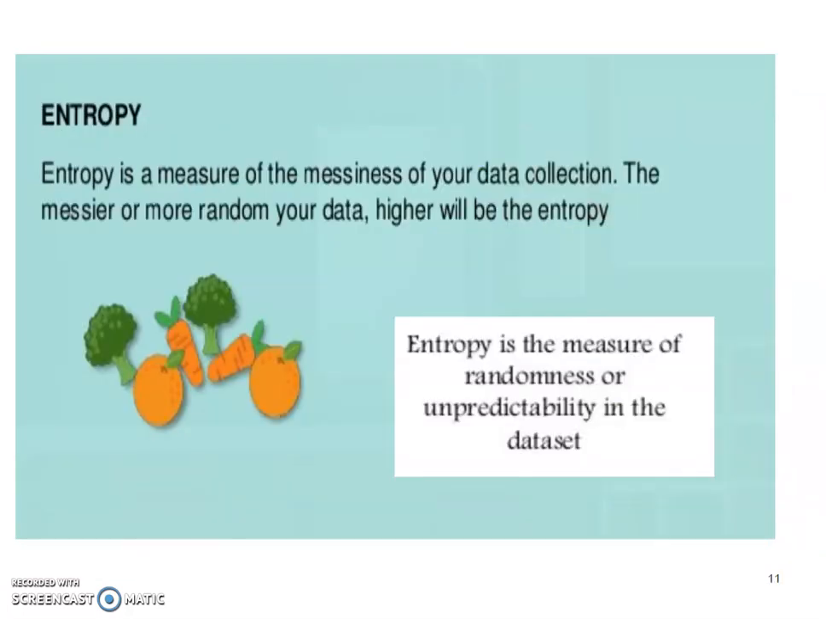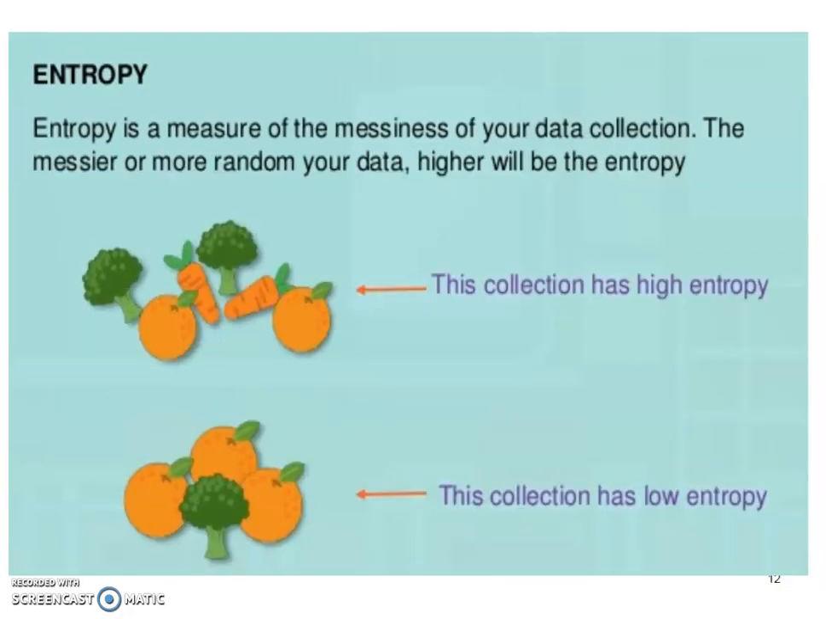So we will make use of a notion known as entropy. Here, entropy is a measure of the messiness or the randomness or the unpredictability in the data set. Here, this has multiple vegetables, so this collection has high entropy. But here it is only oranges and broccoli, so this collection has low entropy. So this metric we will make use of in our decision trees.